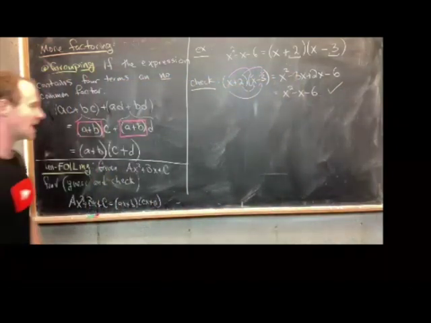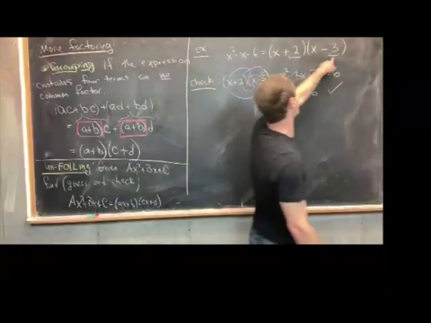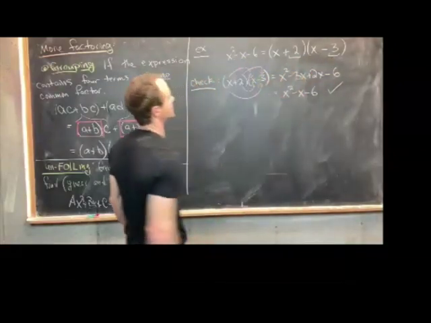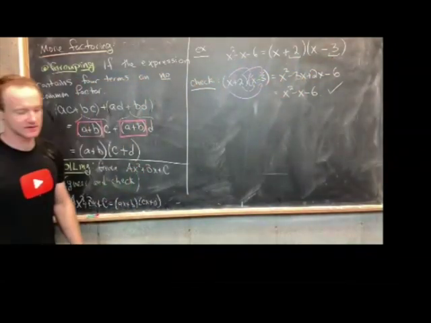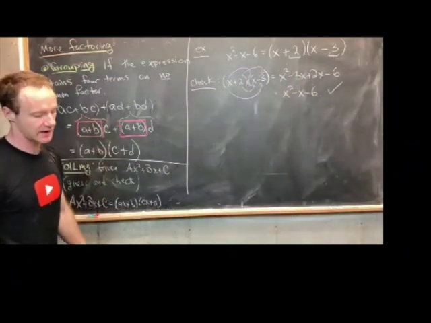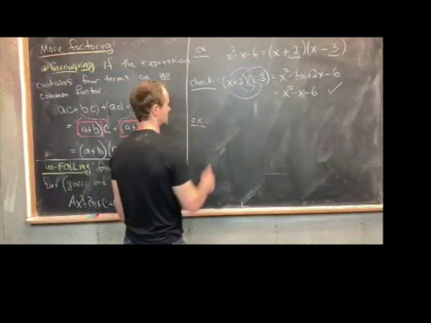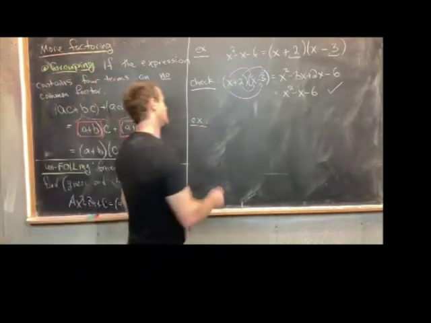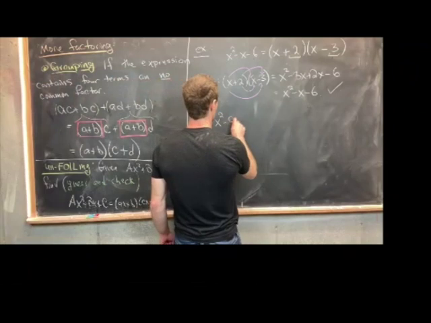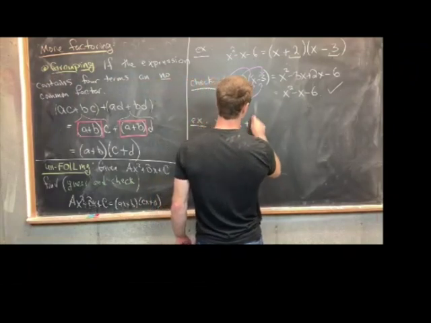So this idea of these two numbers adding to the coefficient of x and multiplying to the constant term, that's the biggest takeaway here. Okay, let's look at another example. Maybe x squared minus 8x plus 15.